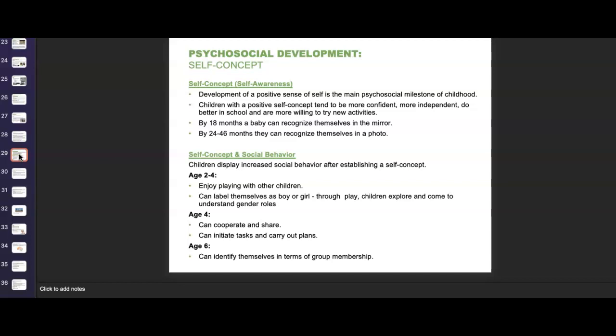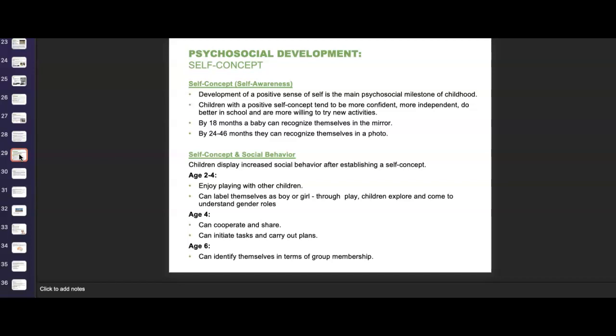Now, if we look at self-concept as it relates to social behavior, children do begin to display increased social behavior after establishing a self-concept. So if a child isn't being social, it could be a result of not having established a self-concept. By ages 2 to 4, they enjoy playing with other children. They can label themselves as boy or girl. Through play, children explore and come to understand gender roles.